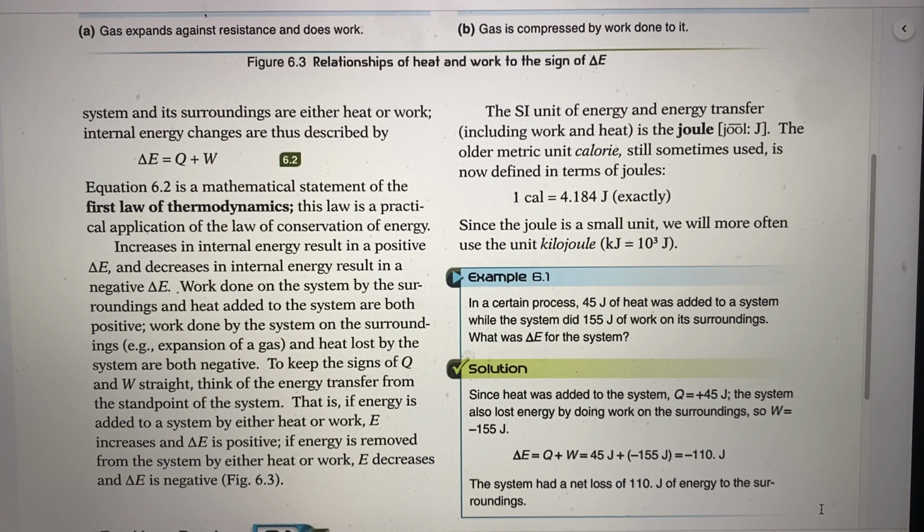So let's just go over this example really quick. There's one example here, because I think this example will probably be on your test too. In a certain process, 45 joules of heat was added to a system while the system did 155 joules of work on its surroundings. What was the energy for the system? Remember, we have the formula too. This formula up here, E equals heat plus work. Since the heat was added to the system, what did they add to the system? The heat would be what?